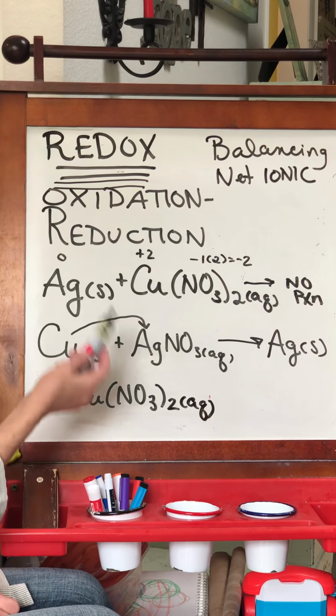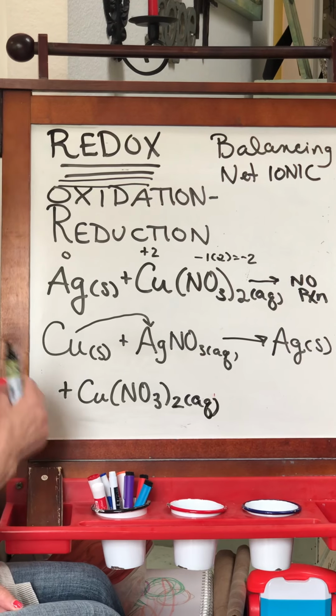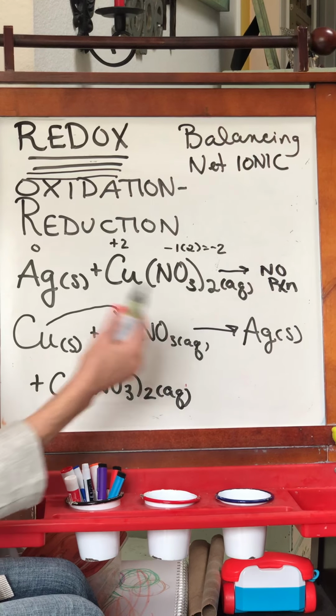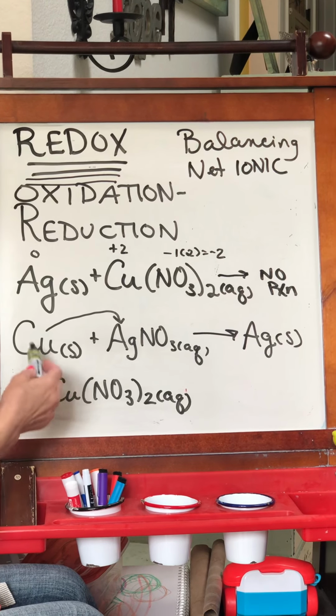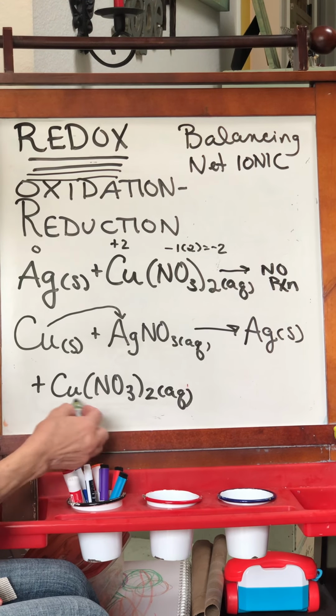So copper is more active, it's stronger than silver, it bumps silver out of the way, silver will deposit as a pretty silver metal, the copper metal will be turned into copper 2 ion, and this will be a blue solution.